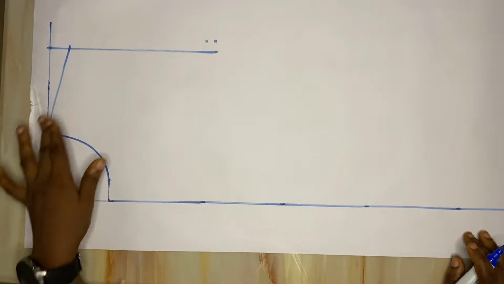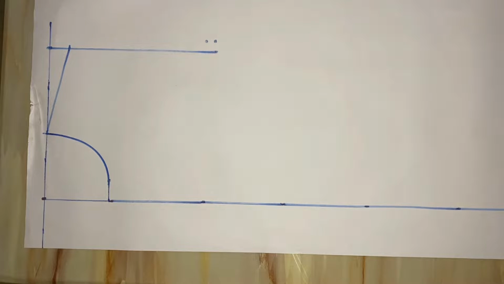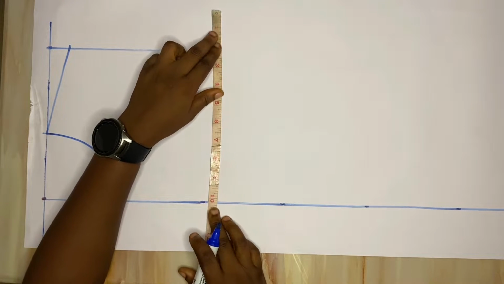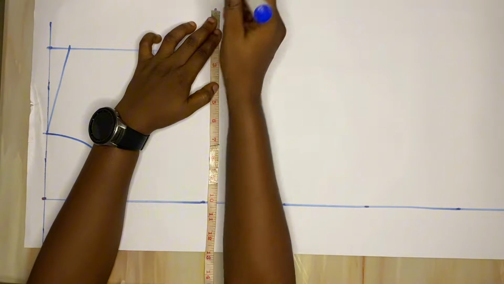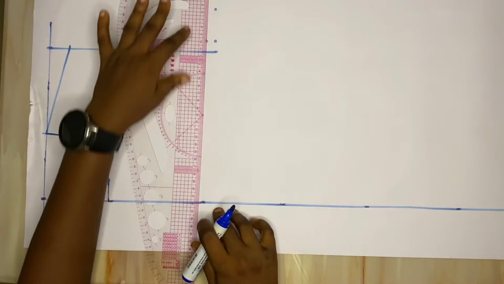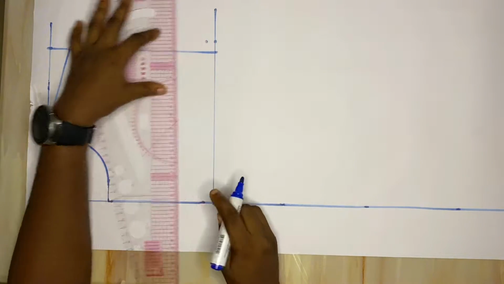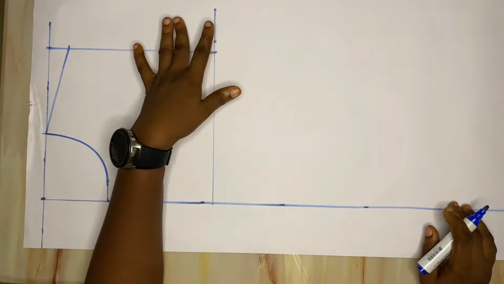Next is to divide the round bust measurement by 4 and mark it out. So obviously the round bust measurement I'm working with is 41 divided by 4 gives me 10.25, and that is what I am marking out here. So after marking it out, I'll bring in my rule to connect this straight down to get a straight line like this. And take note that this line is referred to as the chest line.